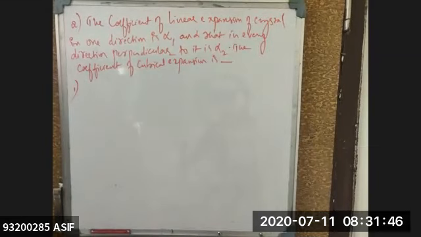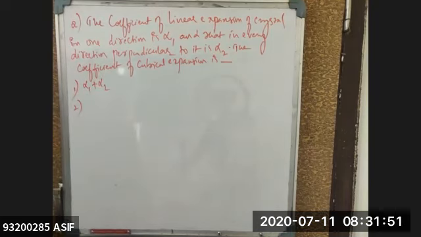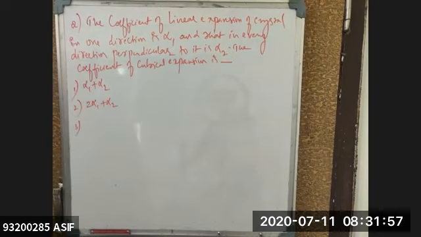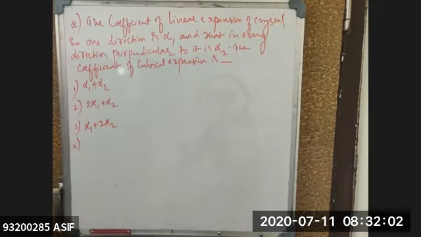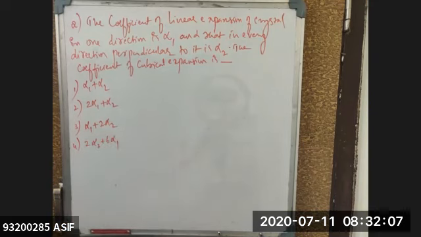You should give me the answers for this one, but I'm giving the options. First option is alpha 1 plus alpha 2. Second option is 2 alpha 1 plus alpha 2. Third option is alpha 1 plus 2 times alpha 2. And fourth one is 2 alpha 2 plus 6 alpha 1. Come on, try to do it. The coefficient of linear expansion of the crystal in one direction is alpha 1, and that in every direction perpendicular to it is alpha 2. The coefficient of cubical expansion is equal to how much?